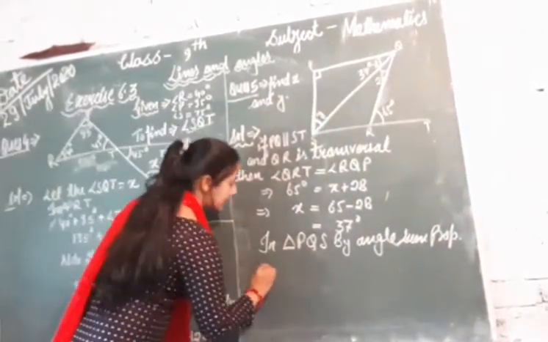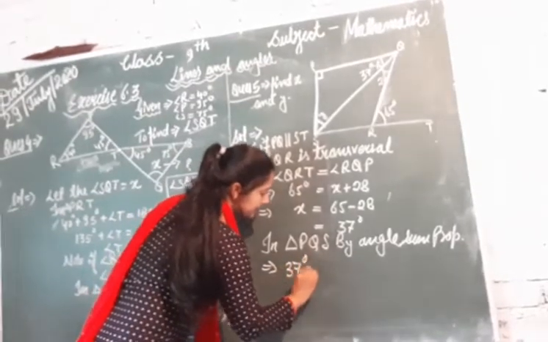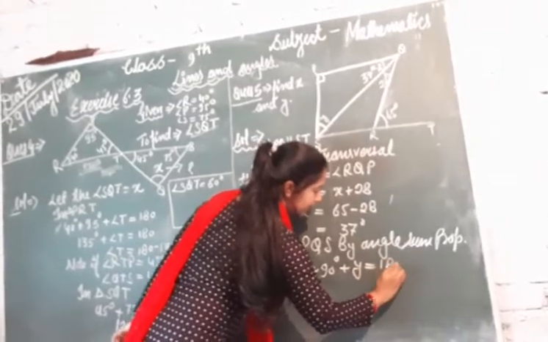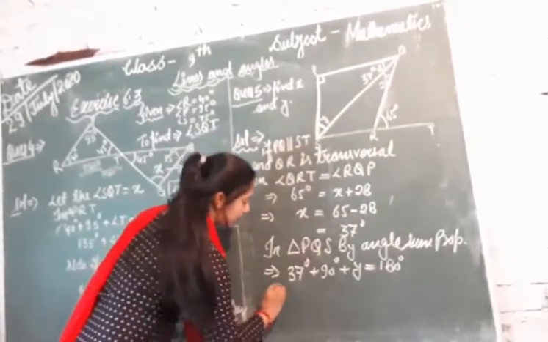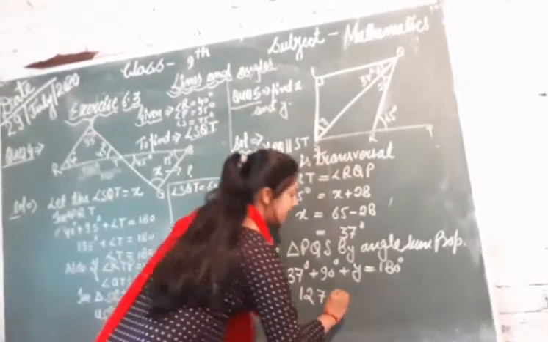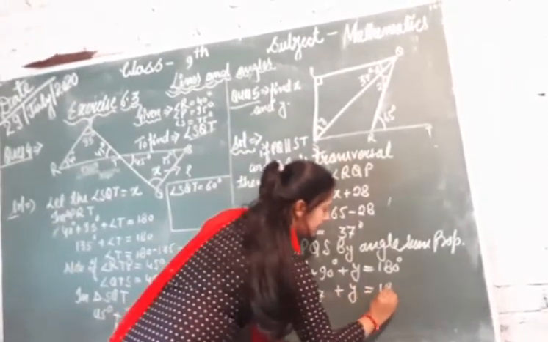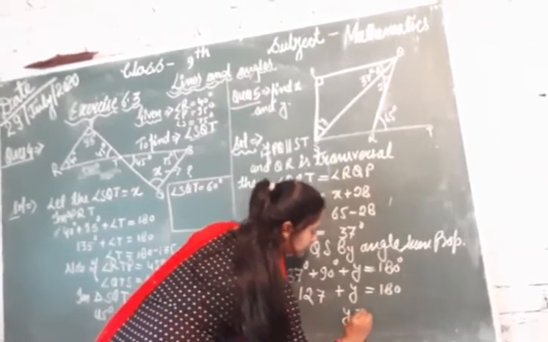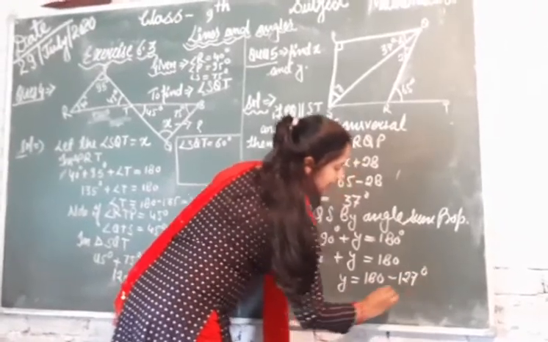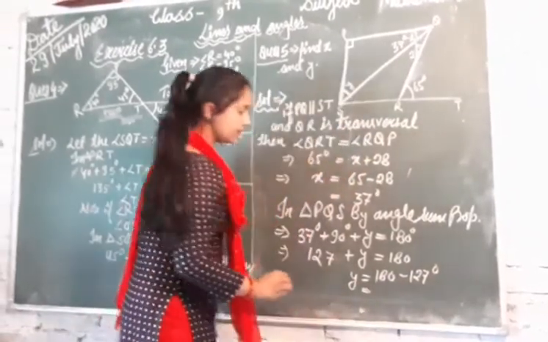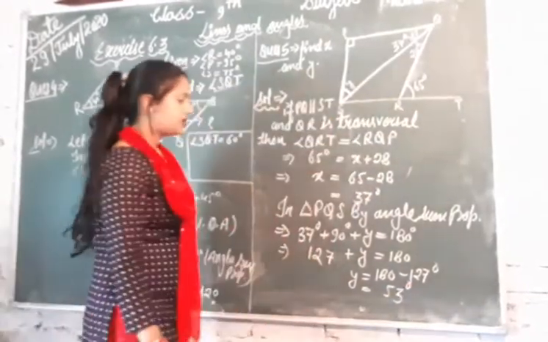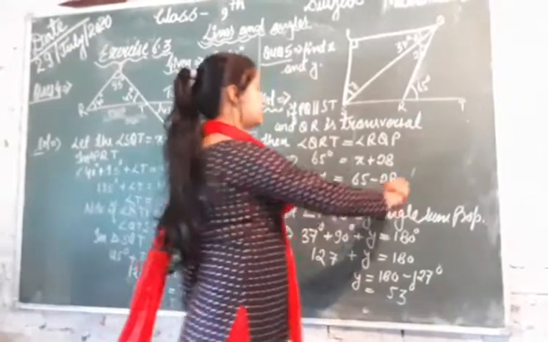By angle sum property, 37 plus 90 degree plus y is equal to 180 degree. Now if we solve it, 127 plus y is equal to 180 degree. And what is the value of y here? 180 minus 127 degree. Now subtract it, it will become 53 degree. Okay? So the answer of y is 53 degree.